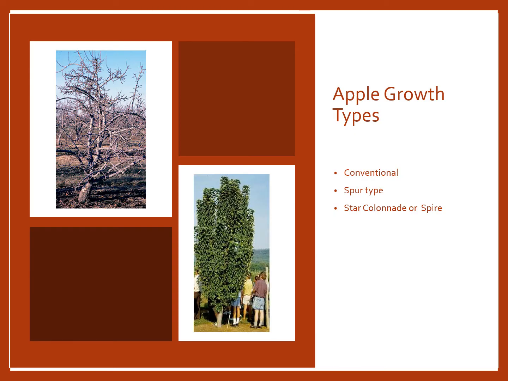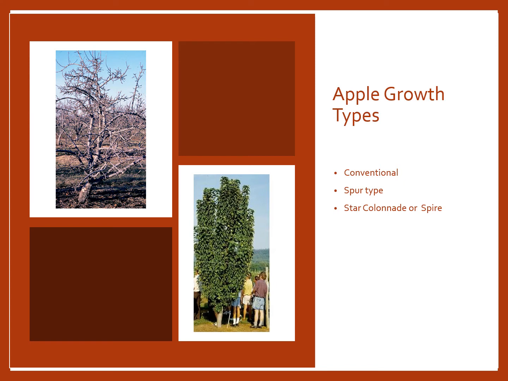There are several types of apple trees now and growth shapes. We have conventional, spur type, and then there's star colonnade, which I kind of consider just a novelty. But conventional is just your regular old apple tree, like a seedling that you're used to growing up with. And the spur type there, you can see on that top left, it just has what looks like little spurs up and down the branches.